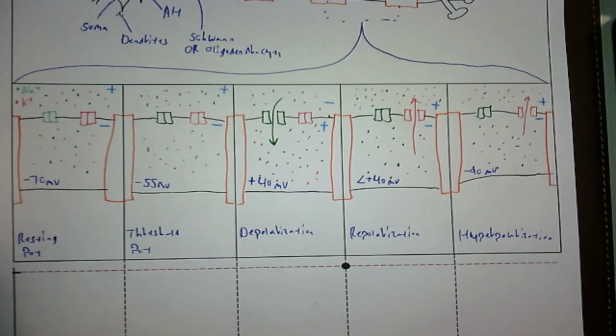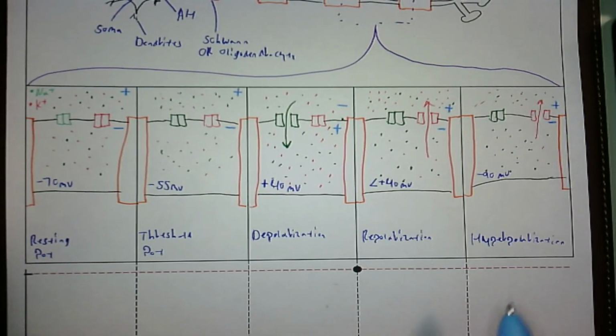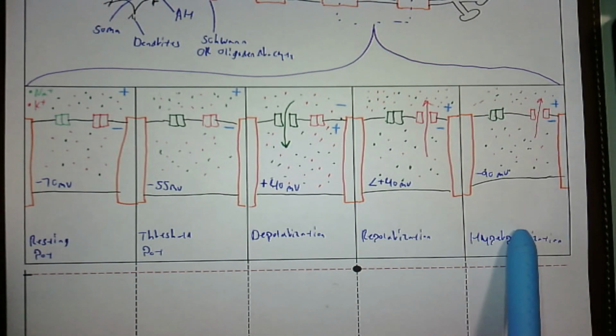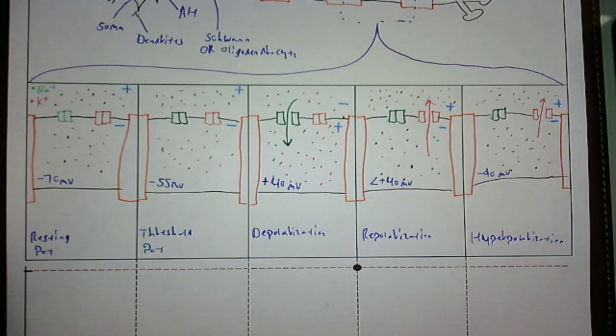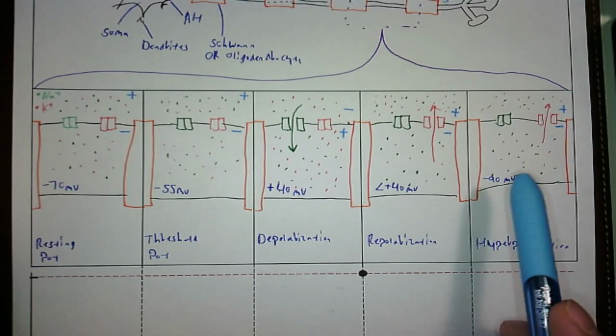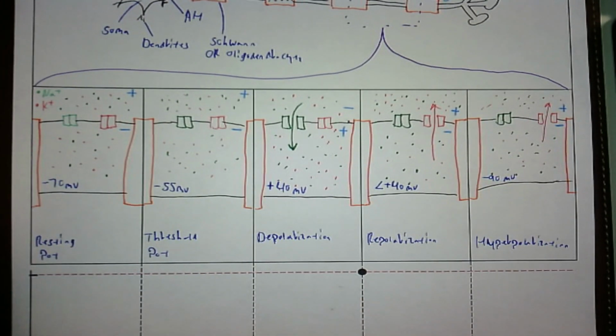And so my question to you is this: how do we go from hyperpolarization back to resting potential? How do we go from here to here? And a lot of students, and this was a question I had, like, how do we do that? And I used to say to myself, oh, it's the sodium potassium pump. Well, that helps to restore the concentration gradient, but does that really help us to go from negative 90 back to negative 70?